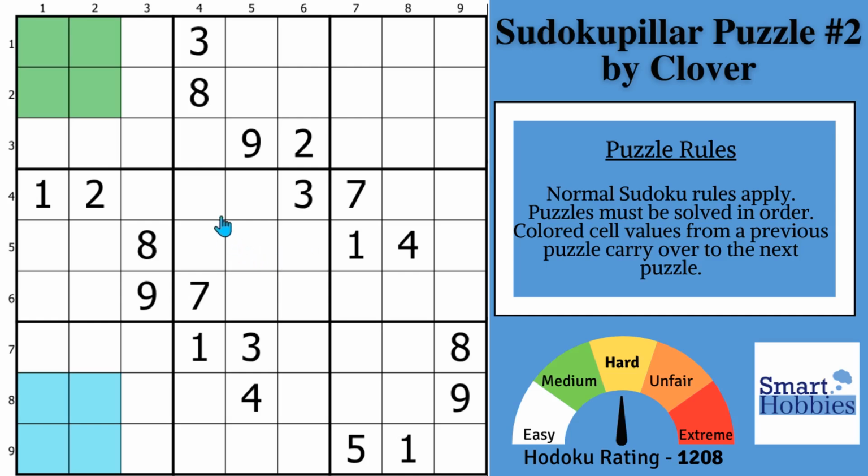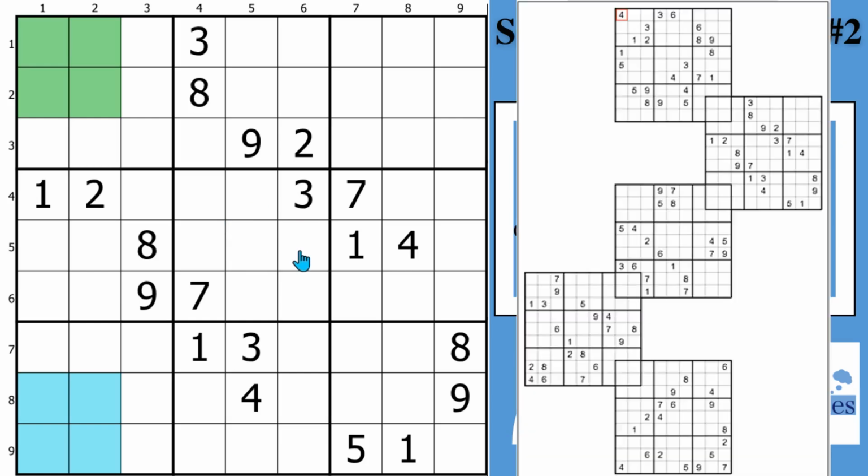I commissioned one of the world's best puzzle creators to make me a Sudoku masterpiece of 5 linked classic Sudokus. They've got to be solved in order. I'm going to show you how to solve Sudoku pillar puzzle number 2 using the information we got from puzzle 1.